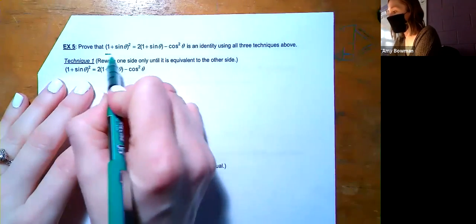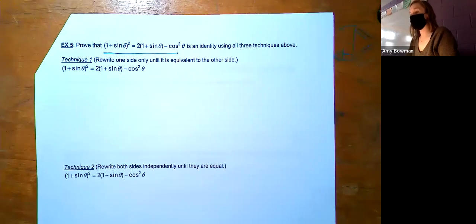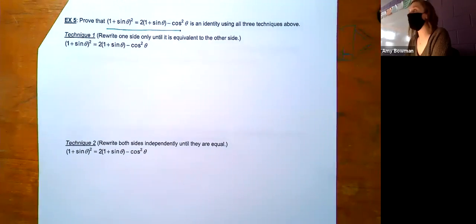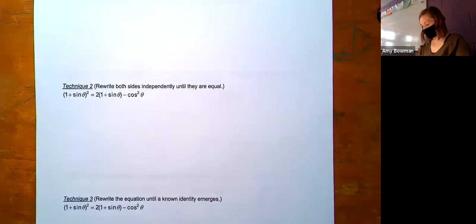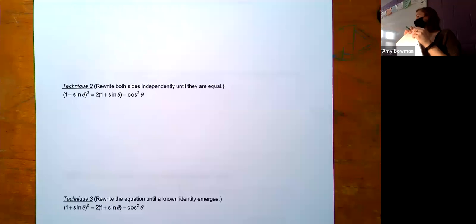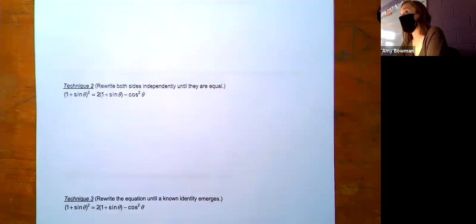All right, so on this whole next page, it's this one identity we're being asked to prove using all 3 techniques. We are not going to use all 3 techniques. Instead, we're going to use my favorite, technique 2. I like manipulating both of them at the same time. Okay. All right, rewrite both sides independently.